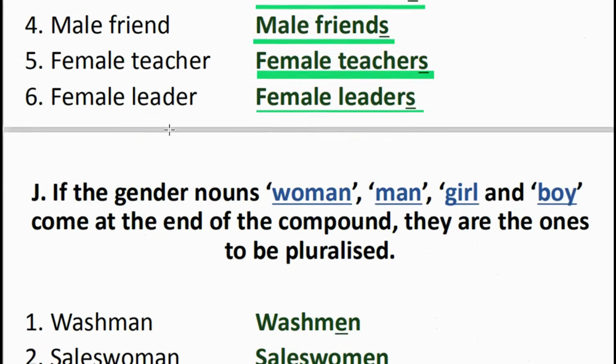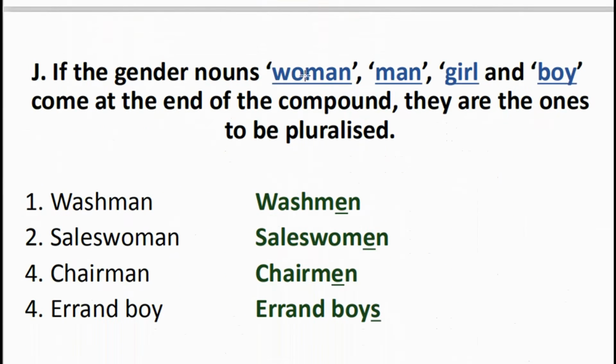The next rule. If the gender nouns woman, man, girl, and boy come at the end of the compound, they are the ones to be pluralized. If any of them comes at the end of the compound noun, they are the ones that will be pluralized. So washman becomes washmen. Saleswoman becomes saleswomen.